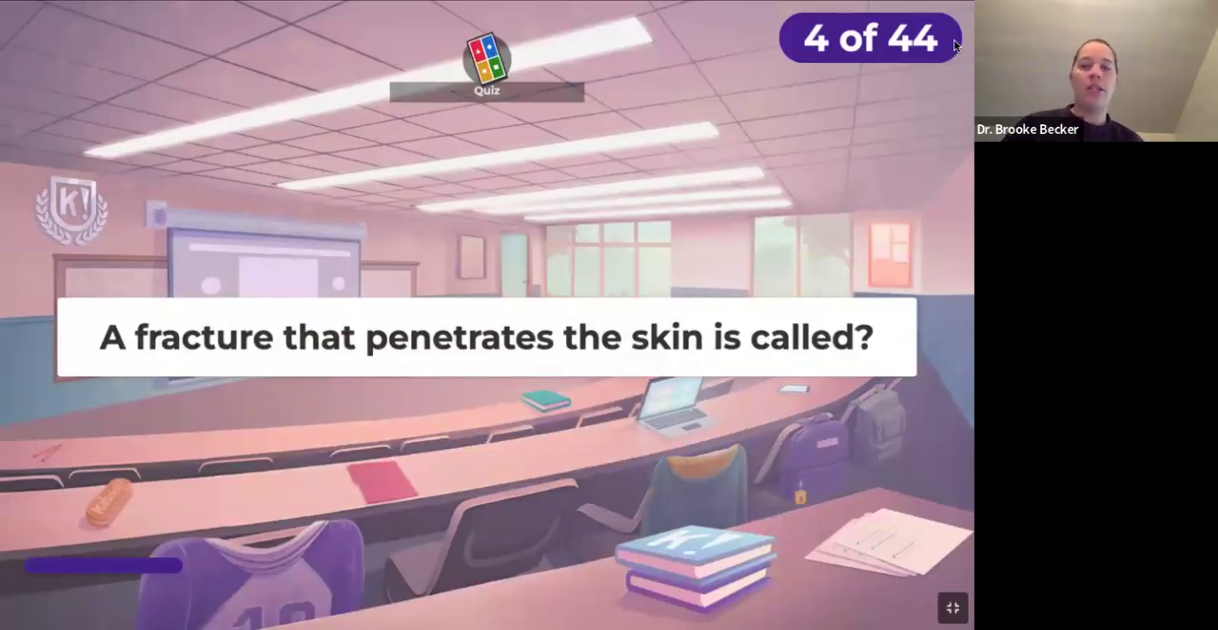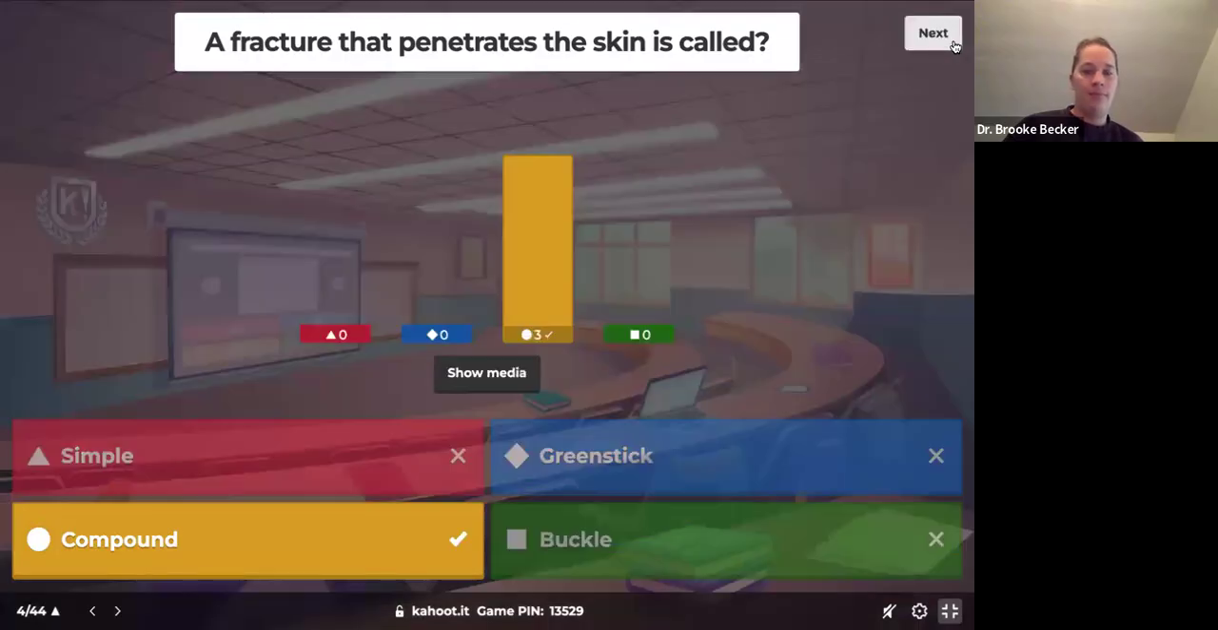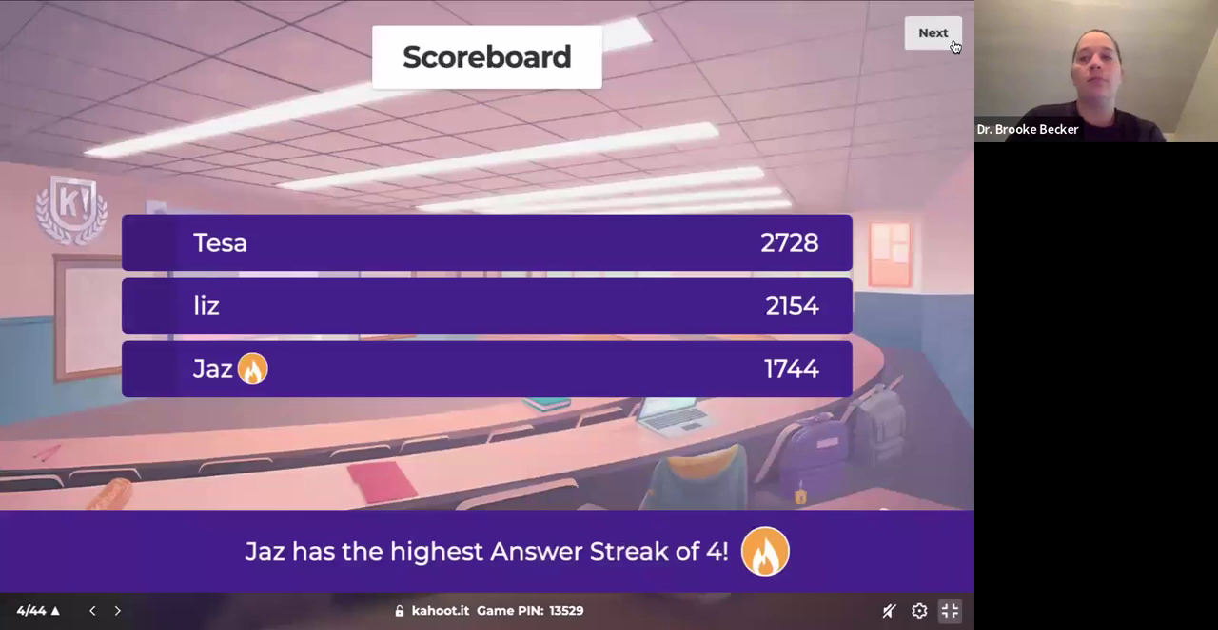Fracture that penetrates the skin is called simple, greenstick, compound, buckle. Compound fracture. That's where it's a fracture through the skin. Compound fracture. Good.